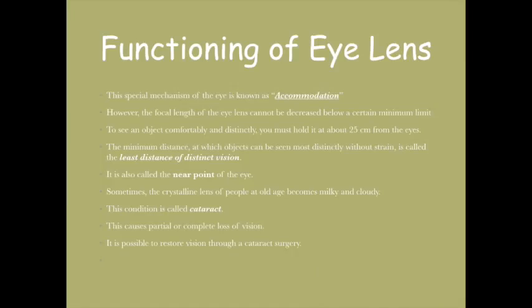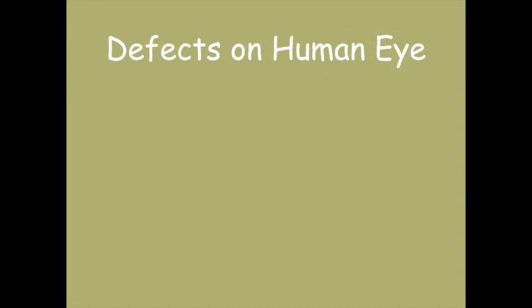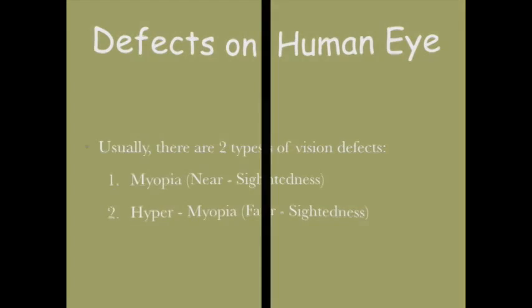So let's move on to the defects usually experienced with the human eye. So, the defects of the human eye. In general, we come across two types of vision defects. One is called myopia and the other one is called hypermyopia. So let's start with myopia.